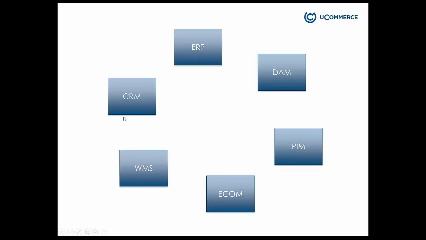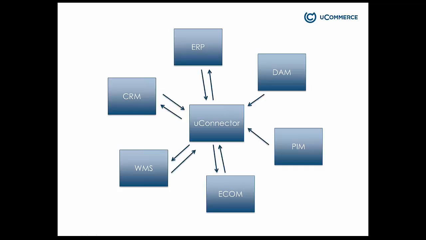And of course, we probably also need some customer information from the CRM to make sure that in a B2B context, for example, that we can actually sell to a customer. There's an account or something like that. Maybe we need some order history or customer history, but it all needs to be tied together in the commerce platform. So what to do? That's where uConnector comes into play.